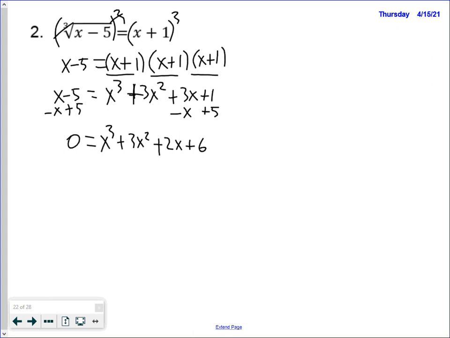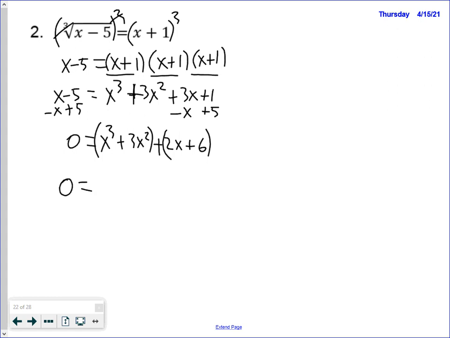So we see that we have 4 terms. So whenever we see 4 terms and we're trying to factor it out, I'm always going to think about factoring by grouping first. So that's what I'm going to try. I'm going to group up the first 2 terms and group up the last 2 terms. And I'm going to take out the GCF.